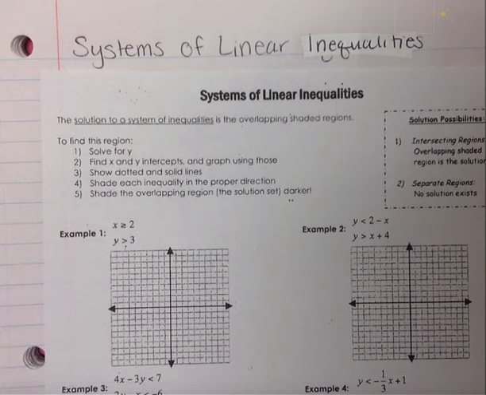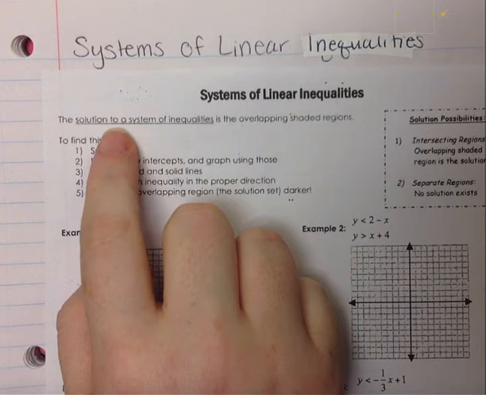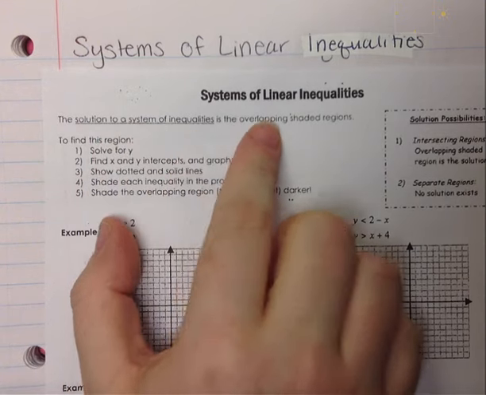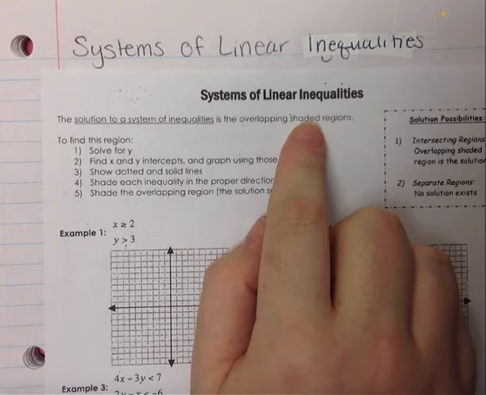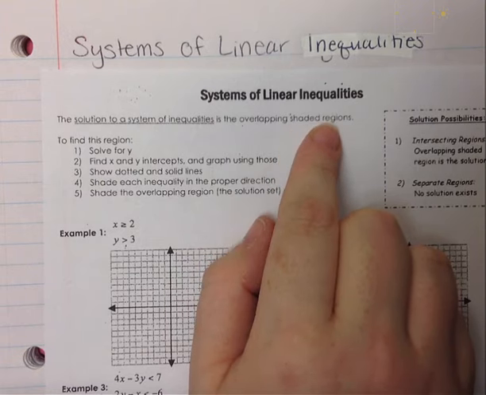This video is on systems of linear inequalities. We're going to be looking at the actual system of inequalities, meaning we're going to have two inequalities and we need to find the solution of those two inequalities. So the solution to a system of inequalities is the overlapping region of the shaded regions. It's not just the overlapping lines, but it's the shaded regions.